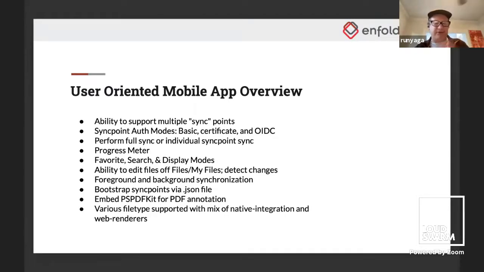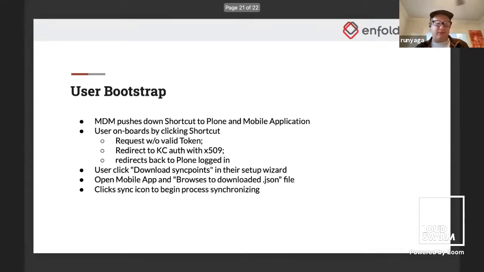We have foreground synchronization and background synchronization. We can load the sync points in through a JSON file. So when people walk up to Plone, they get this file and then press a button and all their sync points show up in the application. We're embedding PSPDFKit for the PDF annotation mechanism, because PDFs are one of the primary file formats we're working with. And then we have various file type renderers using a mix of native integration as well as web renderers.